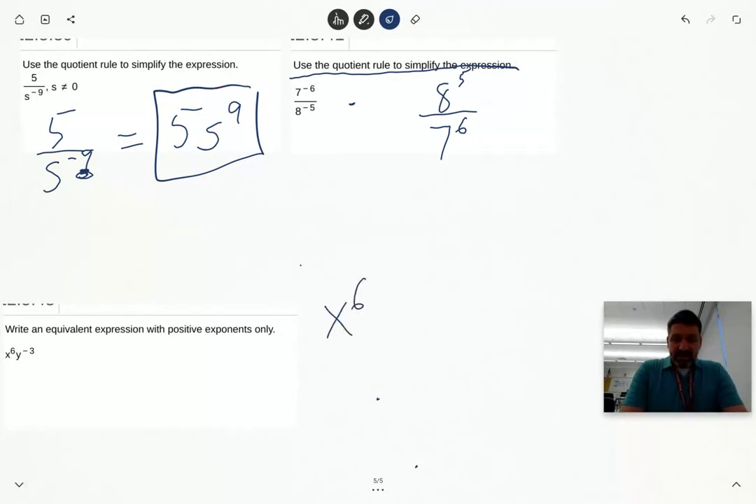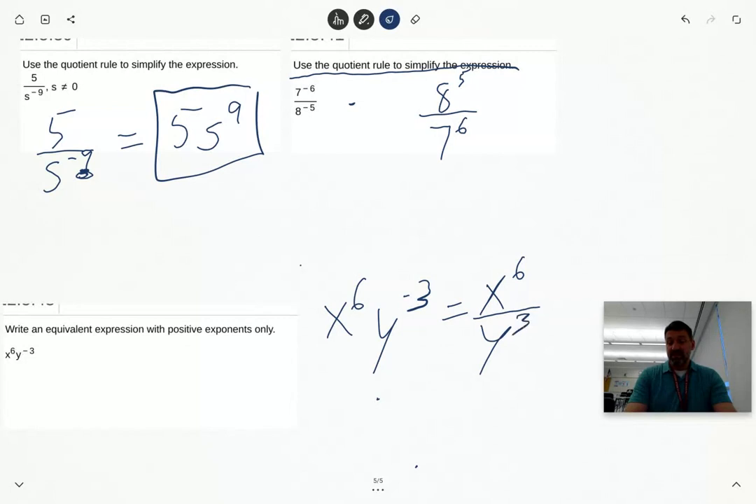x to the 6th over y to the negative 3. So the x to the 6 is fine. It's got a positive exponent. We've got a y to the negative 3. So that's just going to be a y to the positive 3, but it's going to be on the bottom. So I flipped it from a negative to a positive, which put it on the bottom.